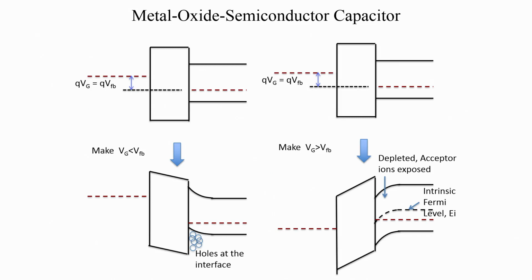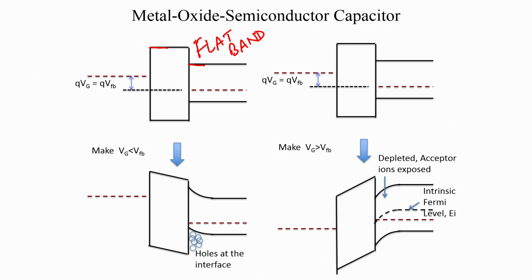Now let us see what happens; let us start playing with this system. This is our flat band condition. Let us look at the figure on the left-hand side first. You see there is no bending of bands in the semiconductor and no band bending in the insulator, and that is because we have artificially applied a gate voltage Vg which is equal to VFB, the flat band voltage.